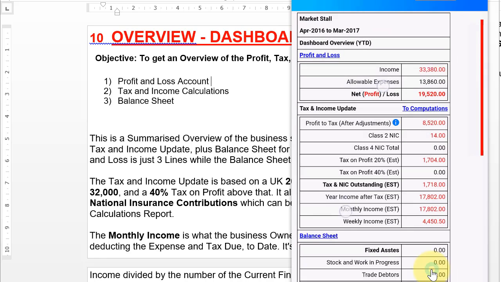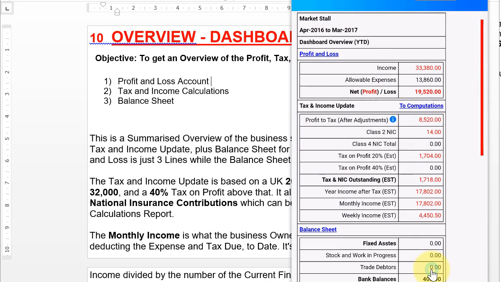So this is our report. So class 4 NIC is still there. I don't know why it doesn't disappear. Anyway, let's ignore that. So this is a brief.